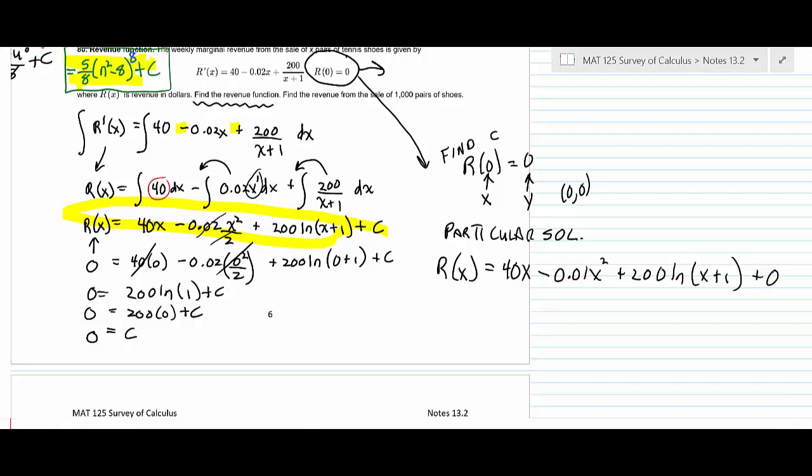Okay? See, anytime I give you an initial point, then you can find c. If I don't give that to you, then you just have a family of antiderivatives. Does that make any sense? Okay, and I got one more part of the problem.